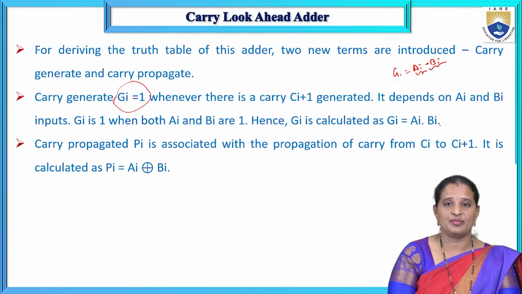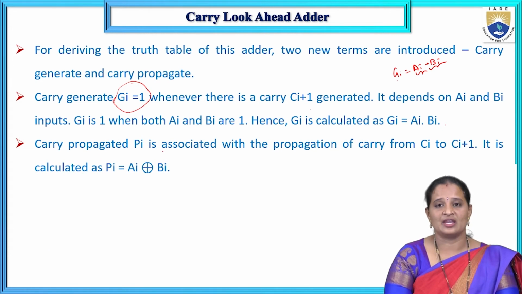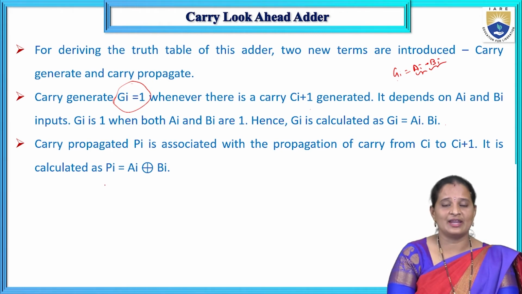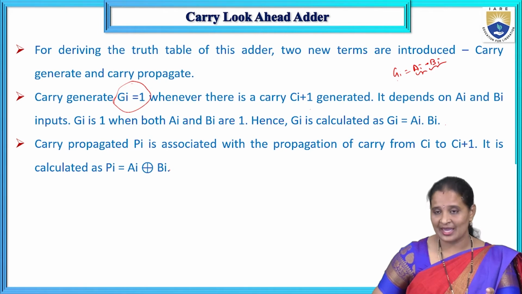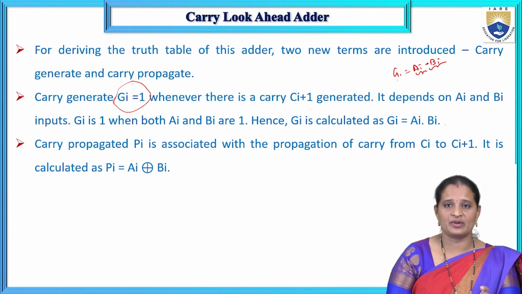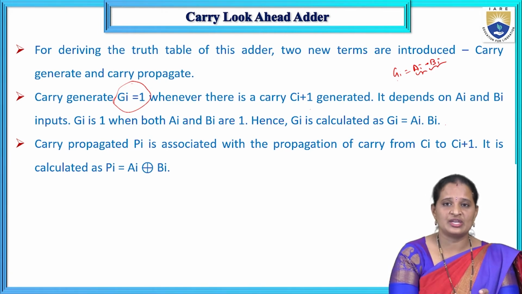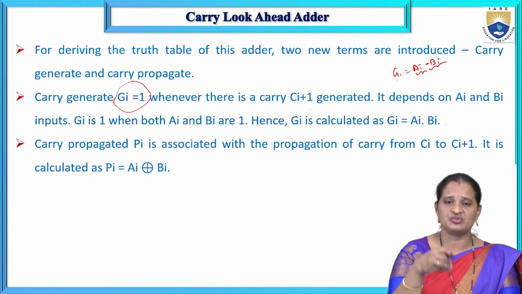Now coming to the carry propagate. Carry propagate PI is associated with the propagation of carry from CI to CI plus 1, and it is calculated as PI equals AI XOR BI. So this is the carry propagate function. This propagation function is associated with carry propagation from CI to CI plus 1, that means from one section to the other section.